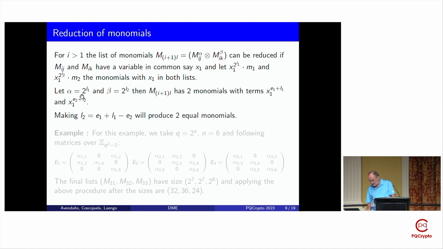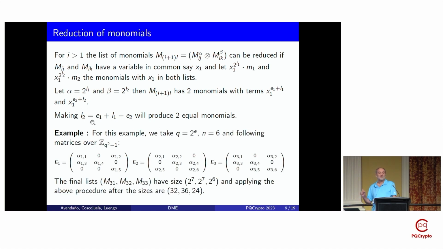By the way, here is a mistake. This is 2 to the e1. Then you just force, in a very algorithmic way, this exponent to be equal to this one. With this condition and the linear condition, this produces one common monomial, so the two monomials are equal. In fact, not only two monomials are equal, there will be many of them, and we call this a collision of monomials.